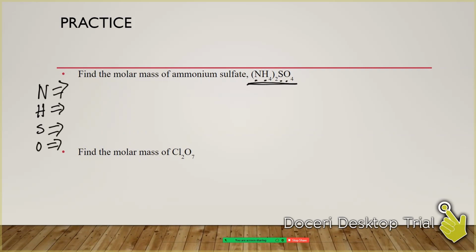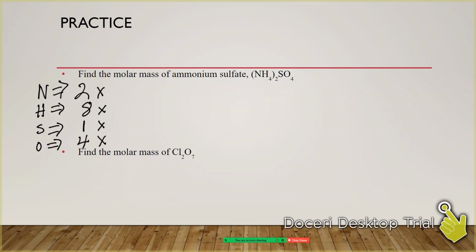And now we need to put how many atoms we have of each. So that's kind of why I did that little video and the little counting review. So for nitrogen, how many atoms do I have? 2. Hydrogen, 8. 4 times 2 gives me 8. Sulfur, just 1. And oxygen, 4. All right, now I'm going to multiply that by their atomic mass off the periodic table.